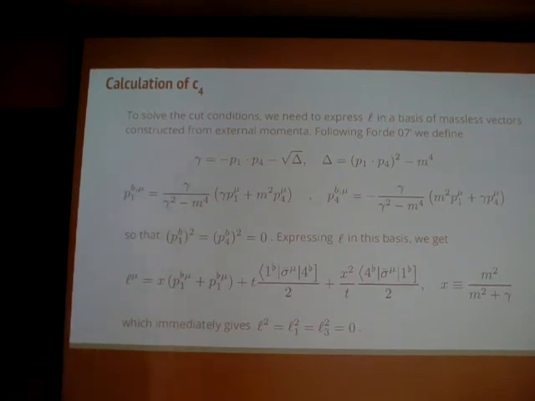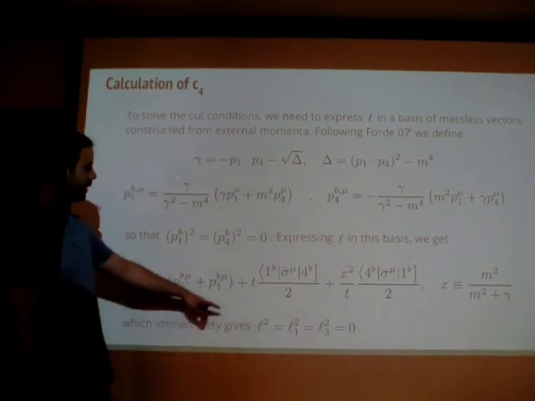Is the claim here that you can't find 4 independent linear combinations that are all massless, but you can at least find 2 of them? Is that what you're doing? Yeah. And that's enough. That still simplifies things. Yeah, because then I form these.